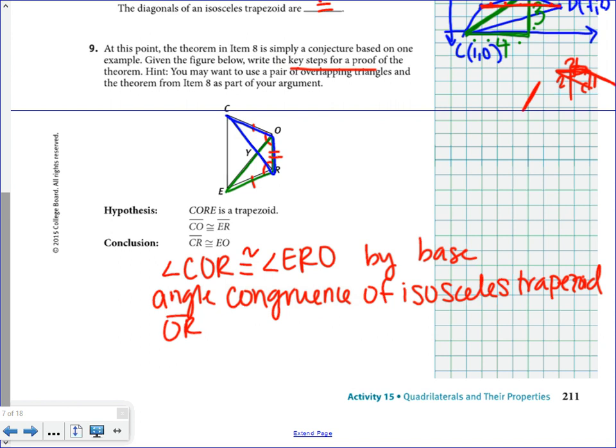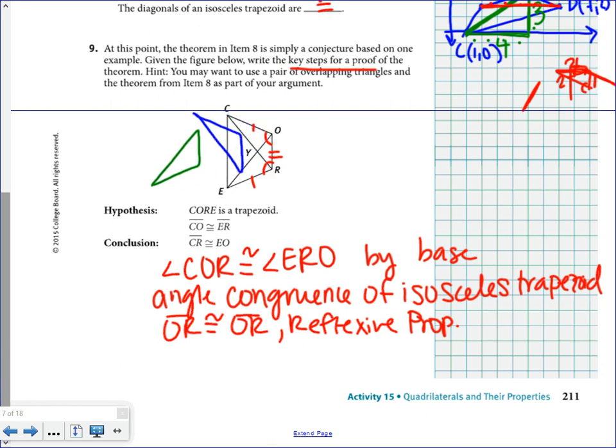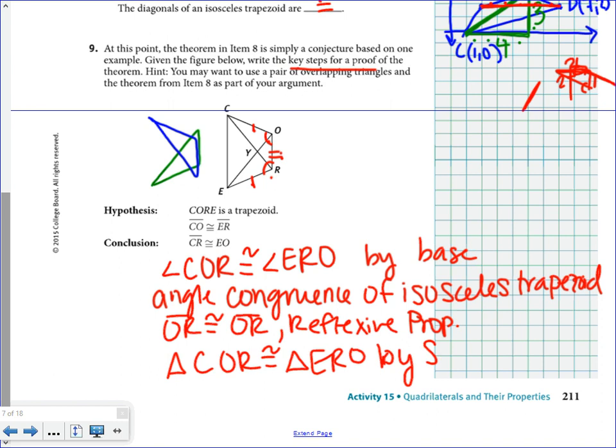So OR is congruent to OR by reflexive property. And then if you look at the red markings that I have, we have side, angle, side. Side, angle, side. So our triangles are congruent. Triangle COR is congruent to triangle ERO by side, angle, side.